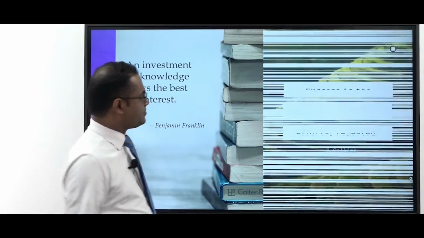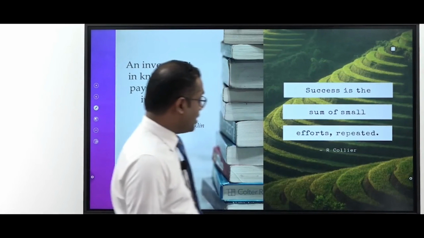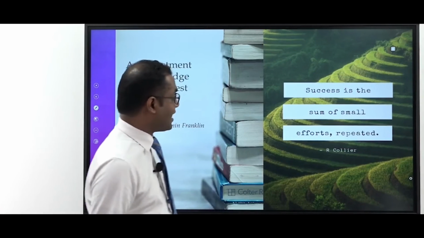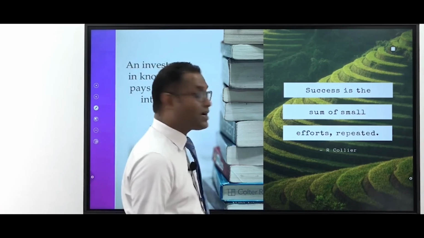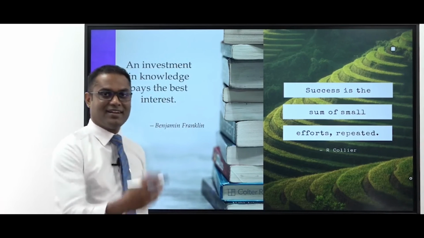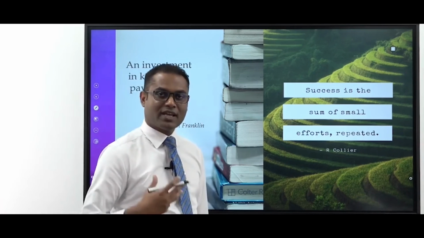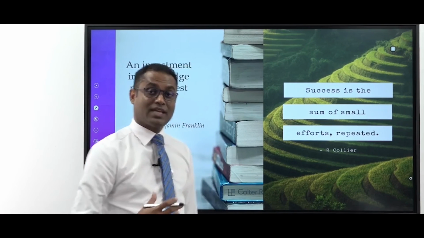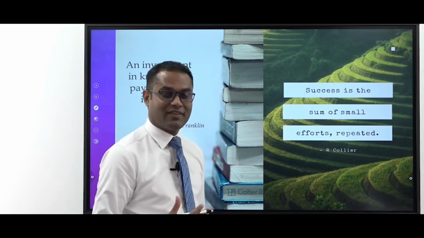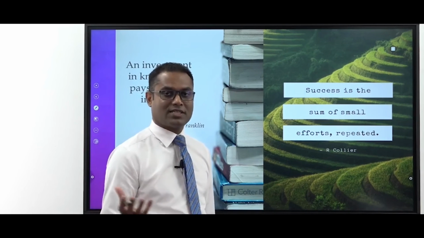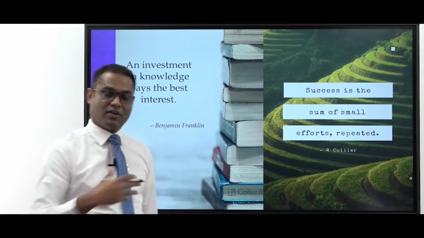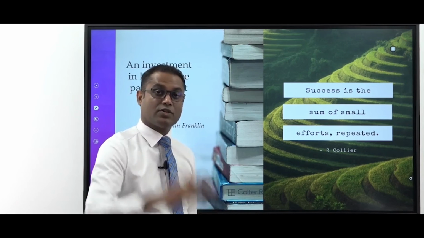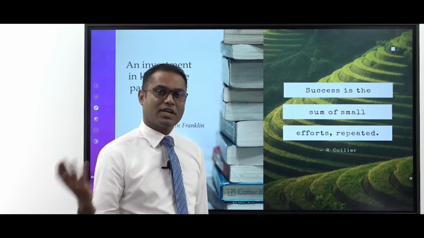Then one more thing. Robert Collier, another American writer, said that success is the sum of small efforts repeated, right? So to be successful, you have to take one step at a time, right? Once you take these steps collectively, you will be successful. Now, for an example, let's say while you are working, you need to travel from the place where you are to the office. It takes 45 minutes.